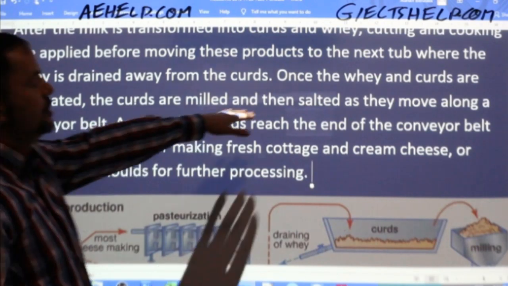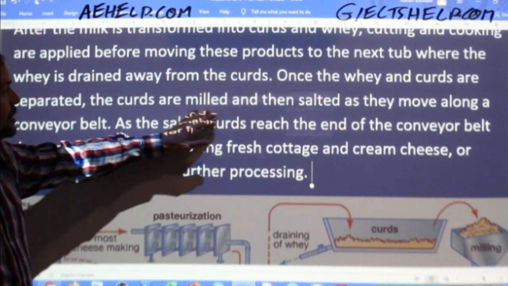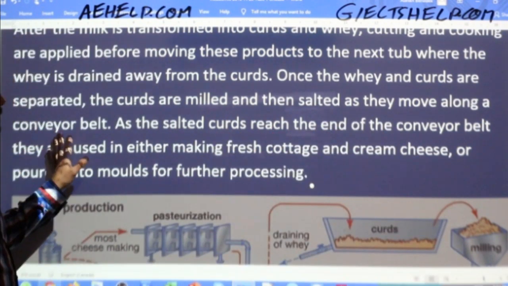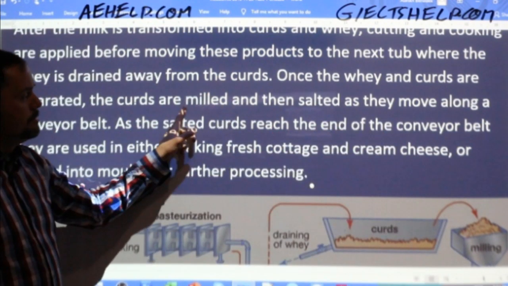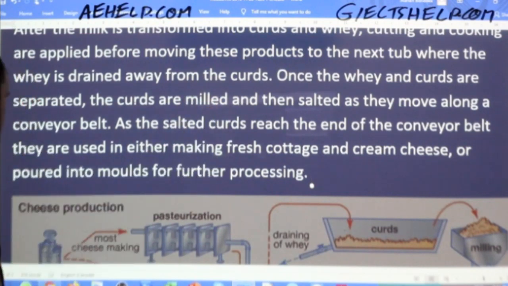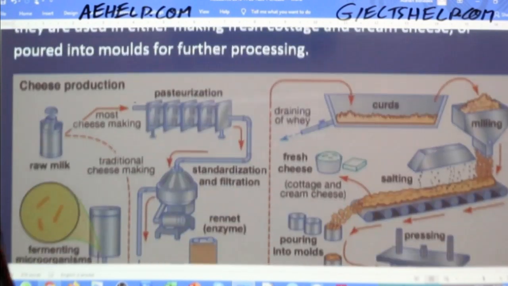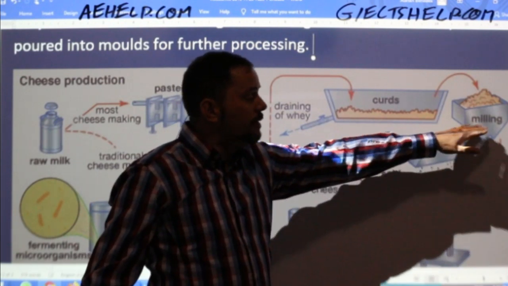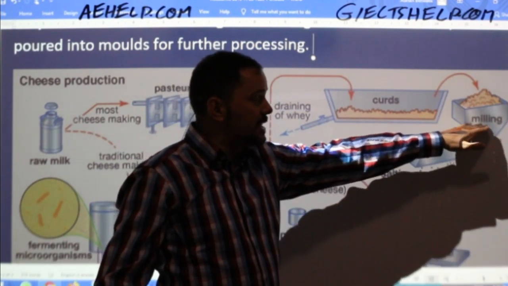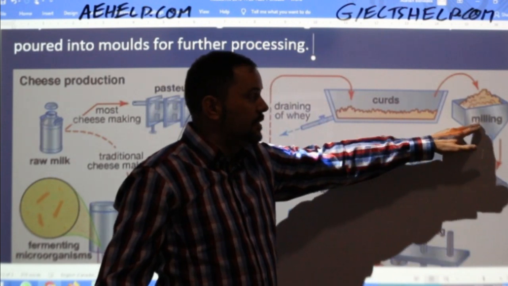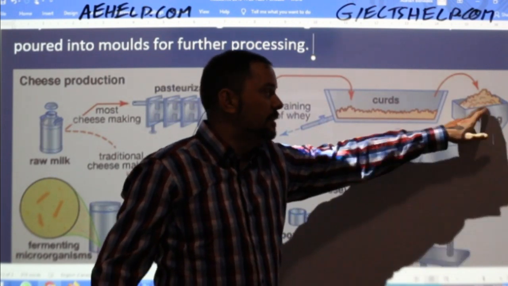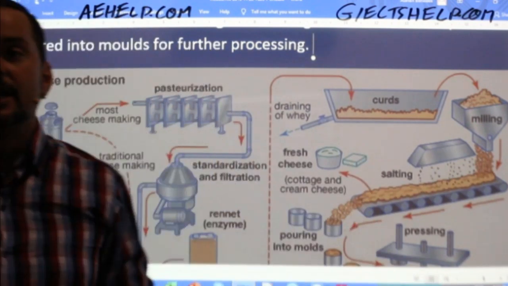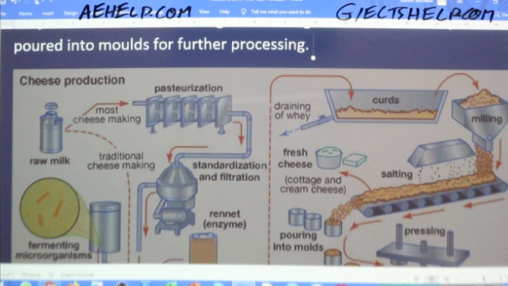Once the whey and curds are separated, the curds are milled and then salted as they move along a conveyor belt. Notice how here I use the word milled as a verb, and this here is the milling. It's the ing form here. You can often use these as verbs. So the names of machines and the text that you see here define the verb that is applied, the action in that process, okay?